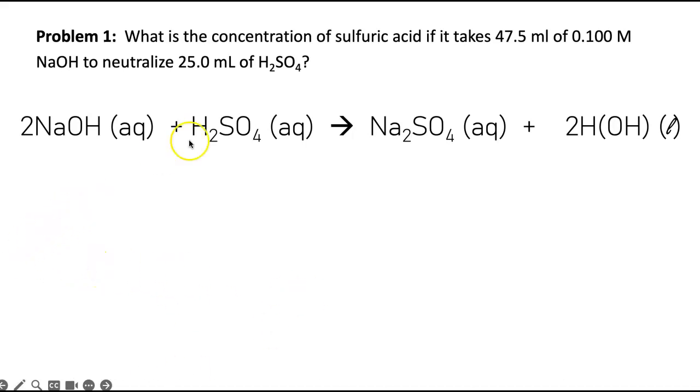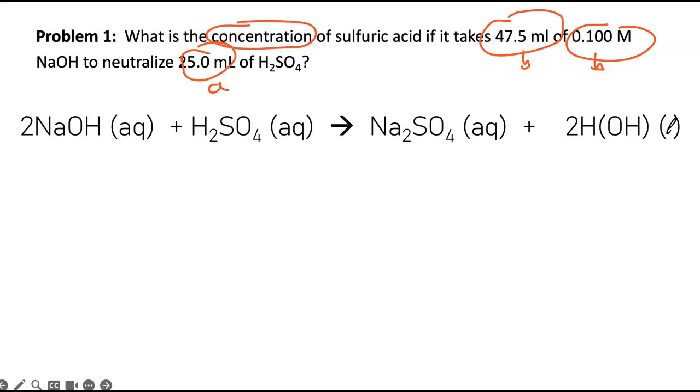Well, the first thing I always have to do is take a look up here and figure out, okay, so I've got 47 milliliters of NaOH. So this is my base. And I've got a concentration of 0.1 molar of my base. And those two go together. Then I have a volume of my acid, but I don't have the concentration. So I'm going to try to figure out this concentration. And for me, the first thing I always have to do is match those up, because otherwise it's easy to get confused.